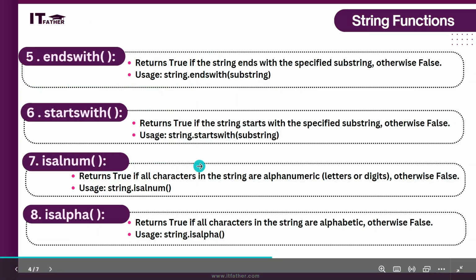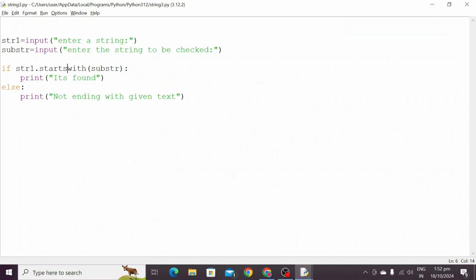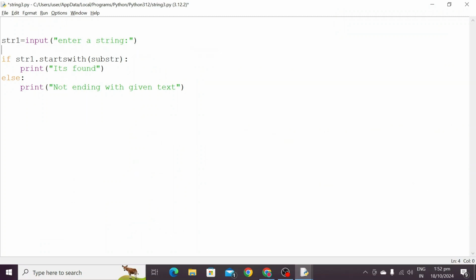Next we have isalnum. The isalnum function returns true if all the characters in the string are alphanumeric. Alphanumeric means a letter or digit. Otherwise false, means if anything apart from a letter or digit is found in the string, it will return false. Even if white space or any special symbol is found in the string, then it will return false. Otherwise, if it is pure alphanumeric, it will return true, right?